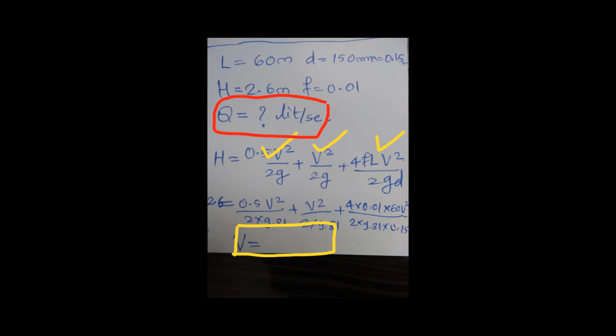Discharge? A into V. Area into velocity. Area is known to you. Pi/4 d square. The diameter is 150 or 0.15 meter. So now you know the area and you know the velocity. You just need to find out the Q. 0.03016. 0.03.